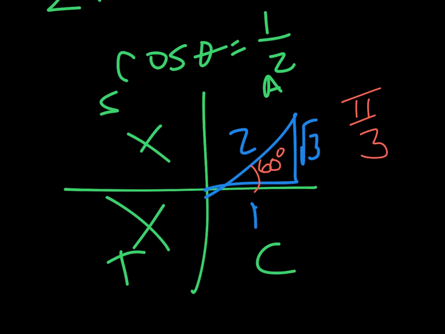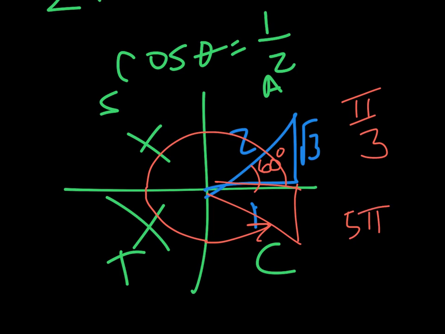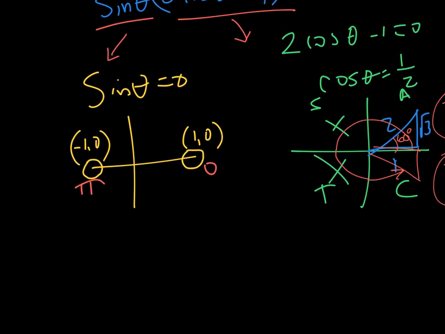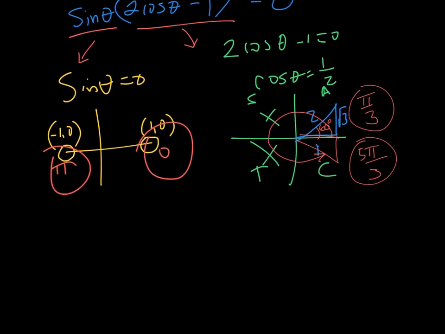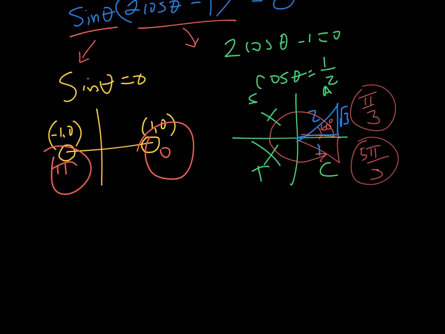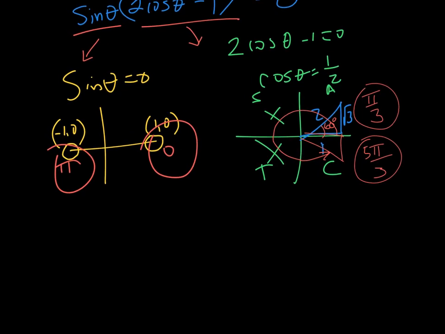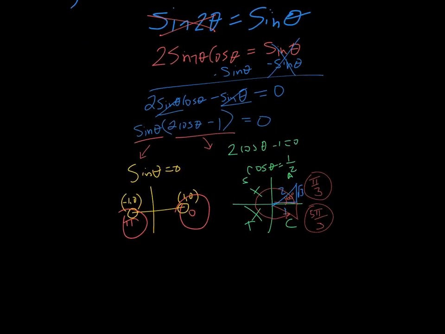No. There's a whole bunch of pi over 3s. Pi over 3, 5 pi over 3, plus the other answers of pi and 0. Holy smokes, there is 1, 2, 3, 4 answers for this one. You are in heavy duty trig.